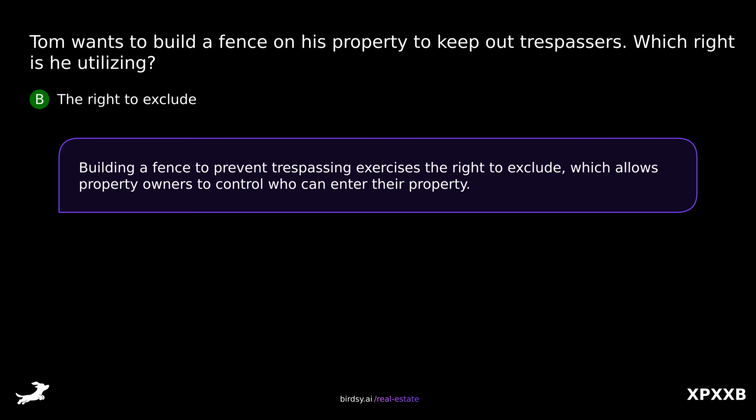Building a fence to prevent trespassing exercises the right to exclude, which allows property owners to control who can enter their property.